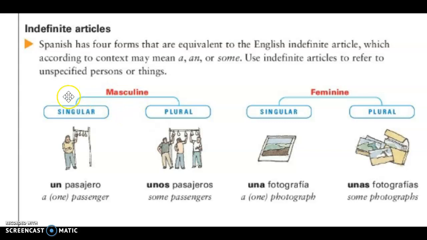The masculine singular is un pasajero, un, and the masculine plural is unos. So un pasajero, unos pasajeros. So one passenger, some passengers. And then the feminine form for singular is una fotografía. And then the plural form is unas fotografías for some photographs.